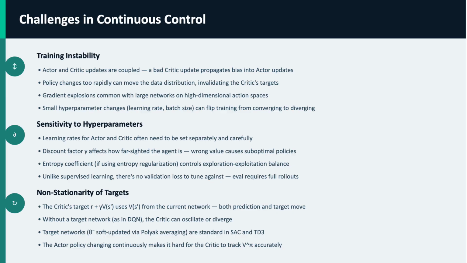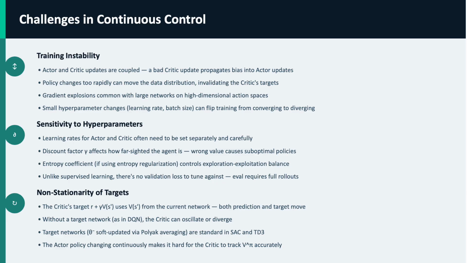Training actor-critic methods on continuous control is genuinely difficult. The central challenge is that the actor and the critic are coupled, they influence each other, and both are being updated simultaneously. On non-stationary data, a bad critic update produces biased delta values, which cause bad actor updates, which change the policy, which changes the data distribution the critic is trained on, which makes the critic wrong again. This feedback loop can spiral into instability rapidly.